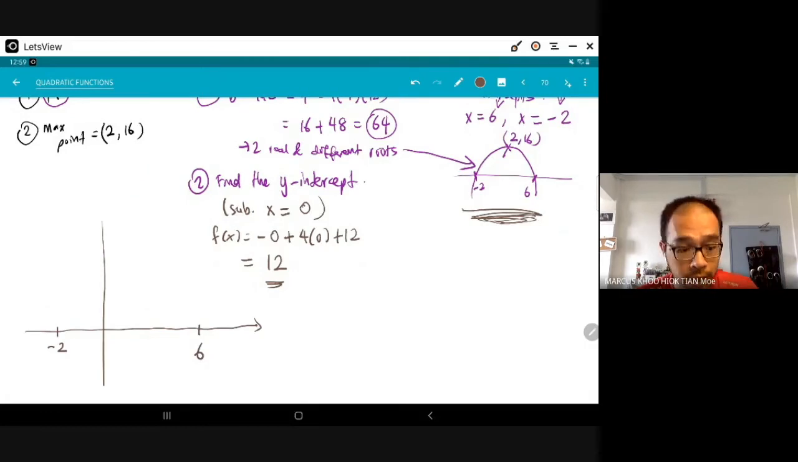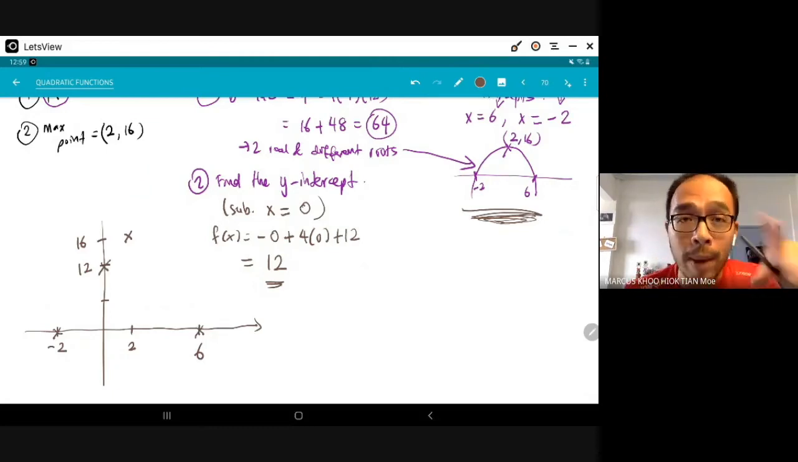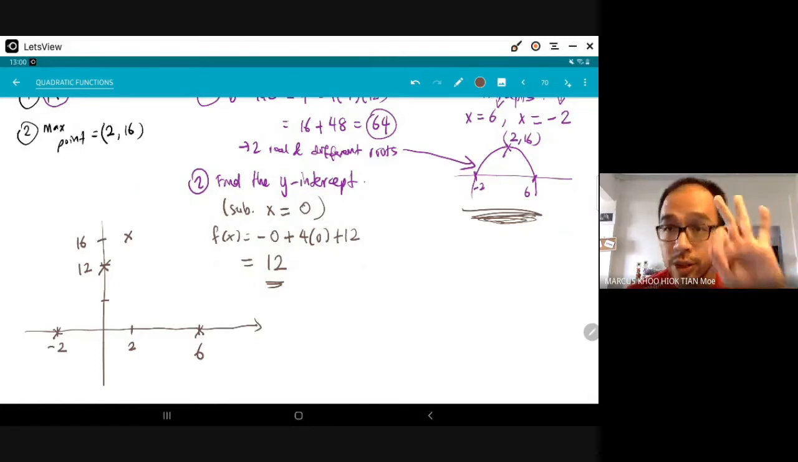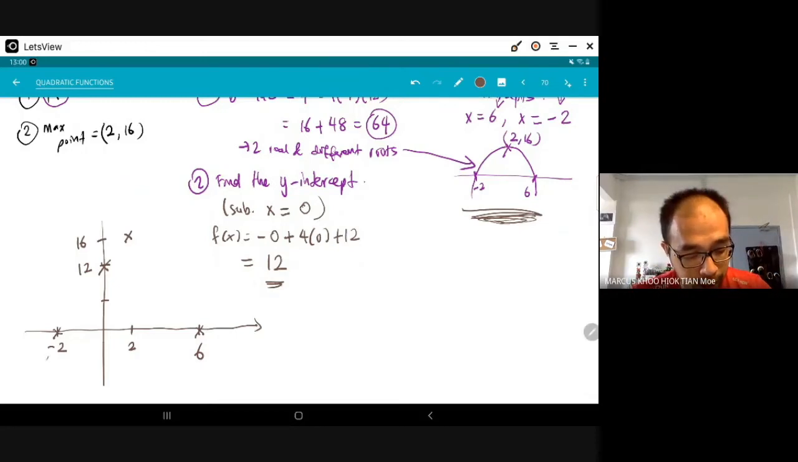Okay, we know that there is a 2 over here, and then there is a 16, and then di bawah sini adalah 12. Okay, so we know that 2 and 16 is here. Itu adalah maximum point. Sini dia akan potong, sini dia akan potong, dan dia punya y-intercept adalah ini. You must have at least 3 points, so that you can lakar the graph like this. So dia punya bentuk akan jadi macam ni.